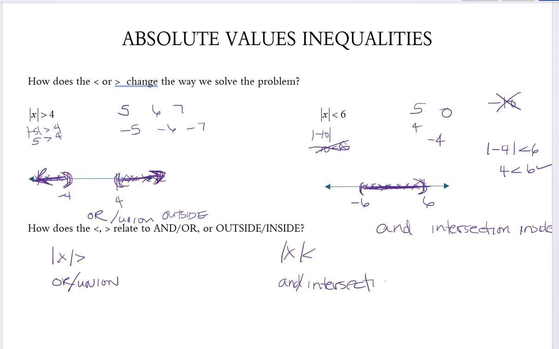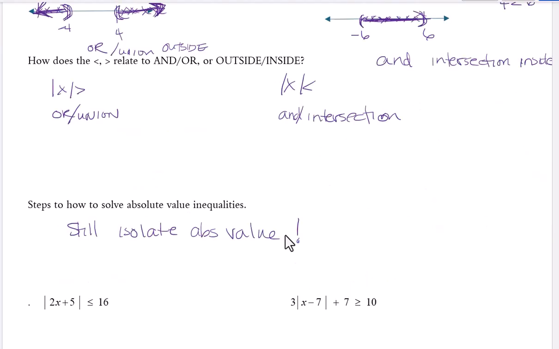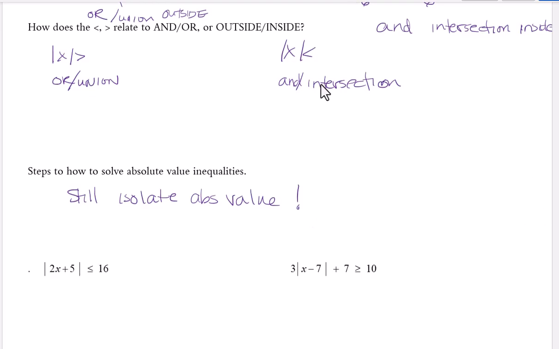So let's apply those principles to a couple of example problems. Okay, so scrolling down a little bit, we have these problems, and I want to emphasize that we're still going to isolate the absolute value. But the one thing I want to identify is that this first situation is a less than, so it's the same thing as this one. So whatever I do, I am going to have the and, or the intersection. This one is greater than, so I know I'm going to lend myself to the or. So let's start to solve this.